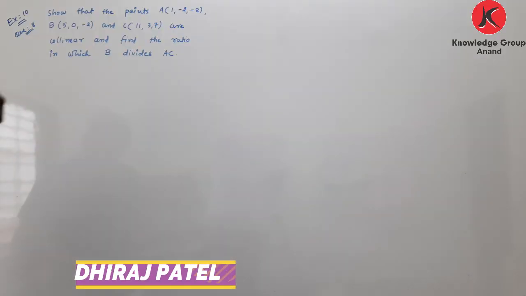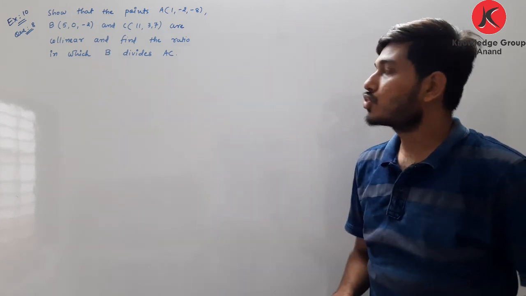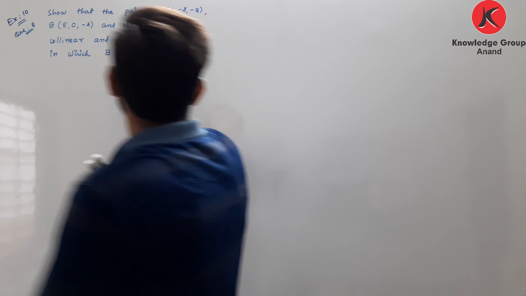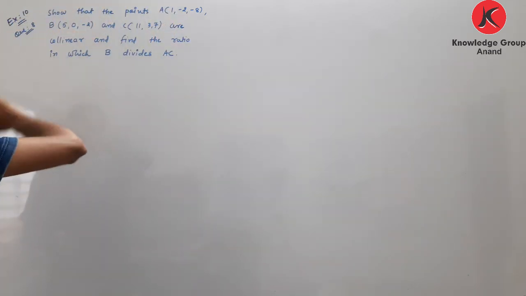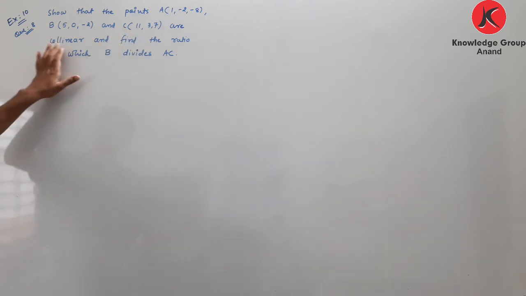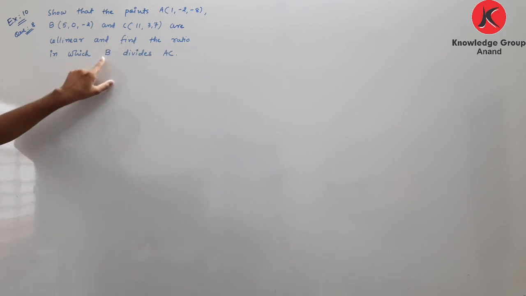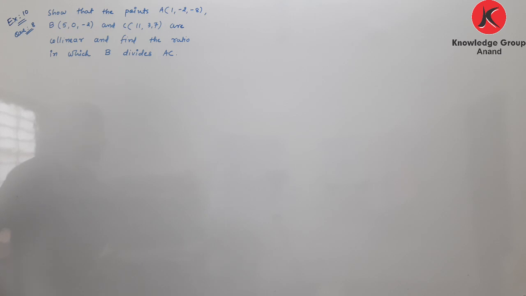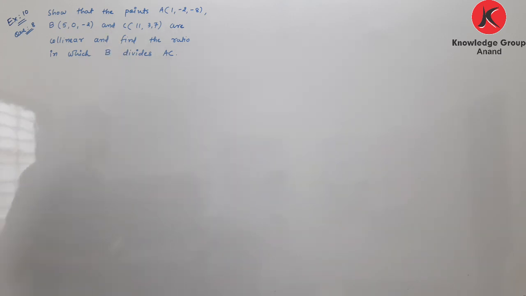Now, see next question, exercise 10, question number 8. Show that the points A(1, -2, -8), B(5, 0, -2) and C(11, 3, 7) are collinear and find the ratio in which point B divides the line segment AC. Okay. Now we have to prove that these 3 points are collinear. How can we prove that?